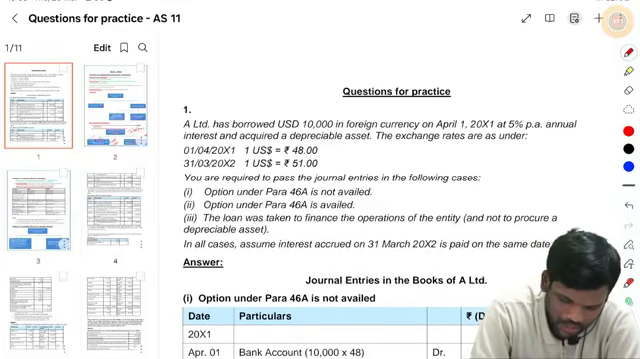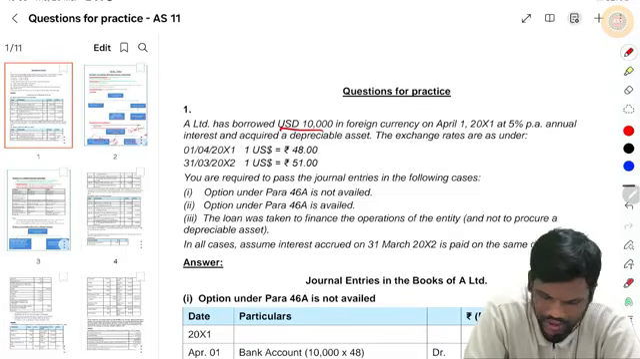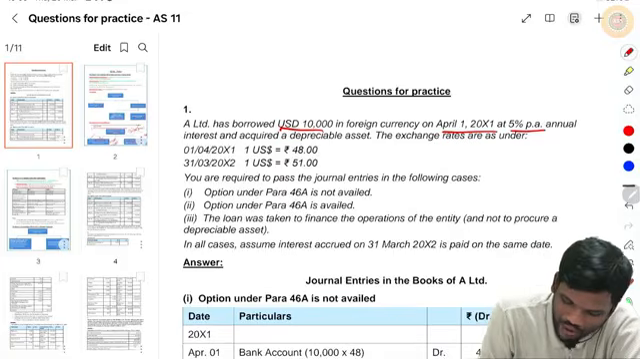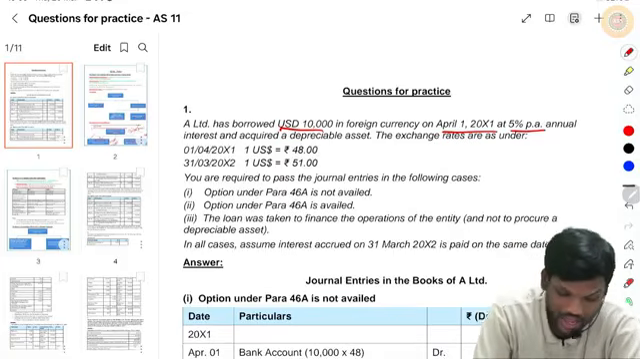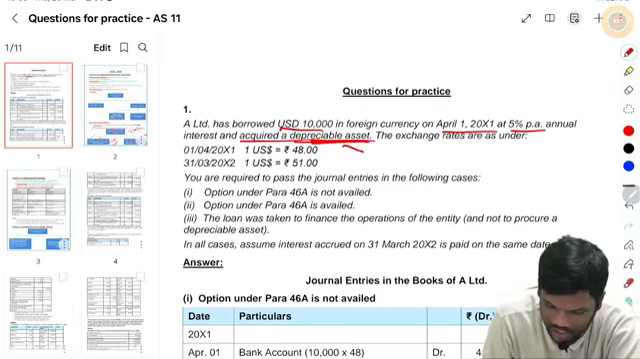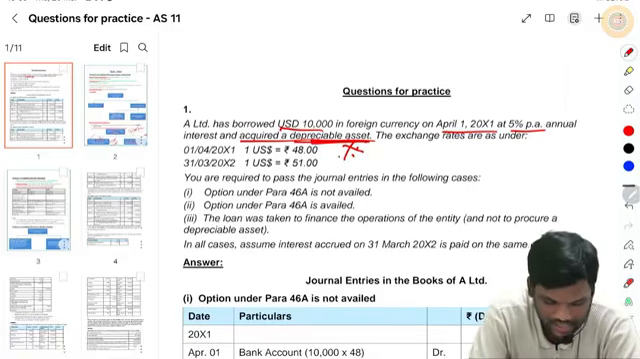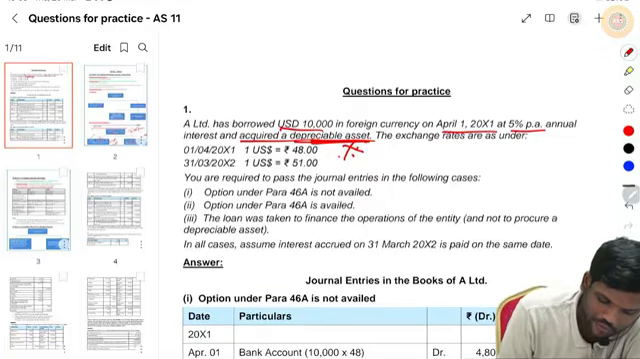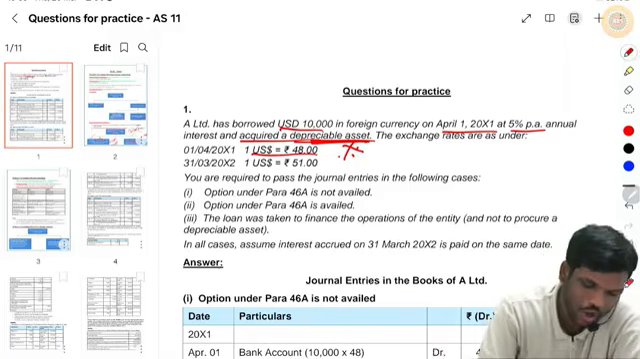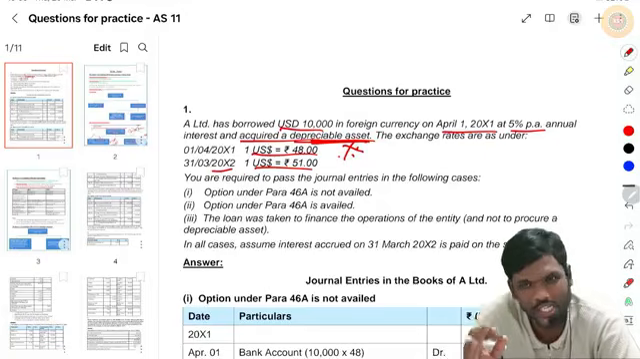A Limited has borrowed $10,000 in foreign currency on April 1st, 20x1 at 5% per annum annual interest, and they are using this loan for a depreciable capital asset. This information is very, very important. The exchange rates are as under. On 1st April 20x1, the exchange rate is $1 equal to 48. On 31st March 20x2, that is at the end of the year, the exchange rate is $1 equal to 51.